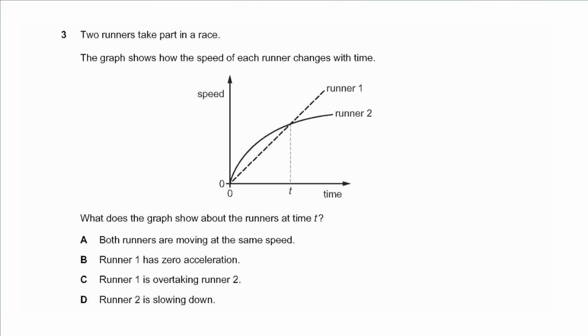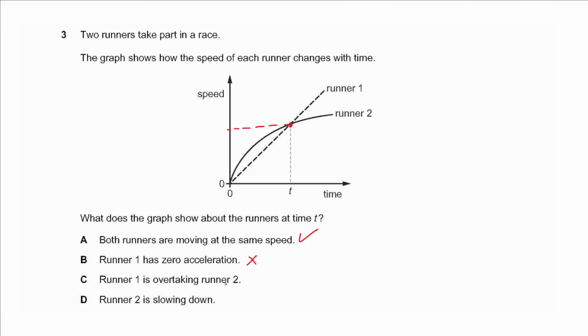Question 3 says two runners take part in a race. The graph shows how the speed of each runner changes with time. What does the graph show about the runners at time t? So at this point here, we have the same speed at the same time. Both runners are moving at the same speed, yes. Runner 1 has 0 acceleration, no, because the line is inclined, there is a gradient. The gradient is not 0, so this is wrong.